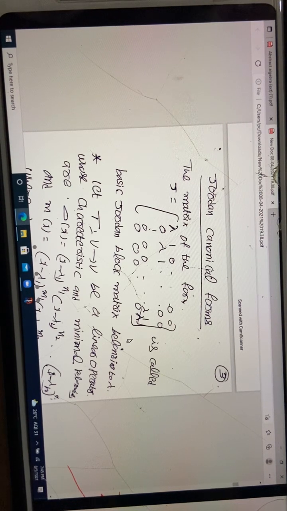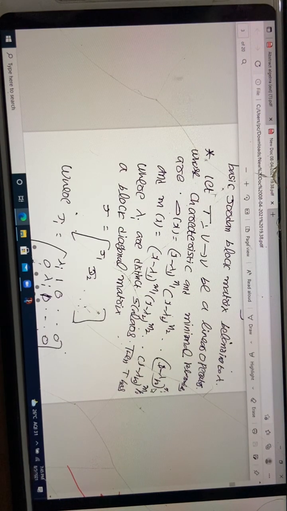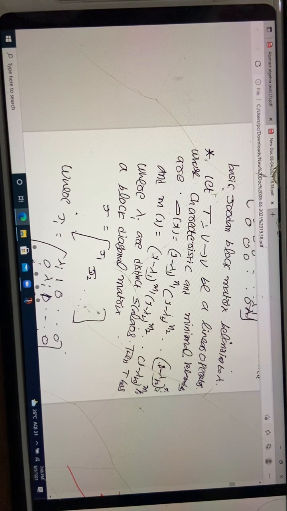Let us see how to get this. These are called basic Jordan blocks. Let T from V to V be a linear operator whose characteristic and minimal polynomials are given by this. This is the characteristic polynomial delta x. This is the minimal polynomial. Whatever factors are there here will be present here, but the degrees will not be the same. The minimal polynomial degree will be less than or equal to this: M1 less than or equal to N1, M2 less than or equal to N2, Mr less than or equal to Nr. Lambda i are distinct scalars.